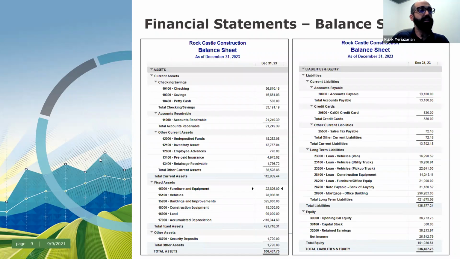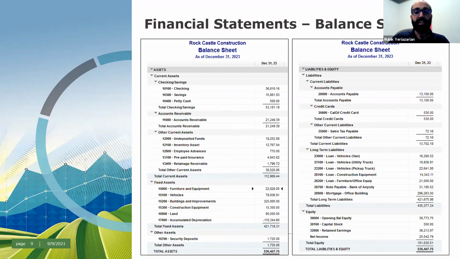So on the screen now, you'll see some basic financial statements. Your balance sheet is up on the screen here. This is an accrual basis balance sheet. So this balance sheet includes accounts receivable and accounts payable. If it was a cash basis balance sheet, you're not going to accrue any of those payables or receivables.